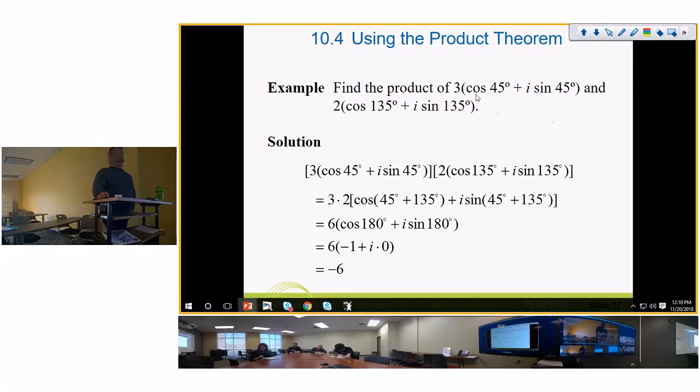So you could have gone 3 times 2 is 6, and then 135 plus 45, that's going to be cosine of 180 plus I sine of 180, and boom, you're done. And once you get to this point, then you go back to your special angles. All right, who does not understand that? Who needs help on that?